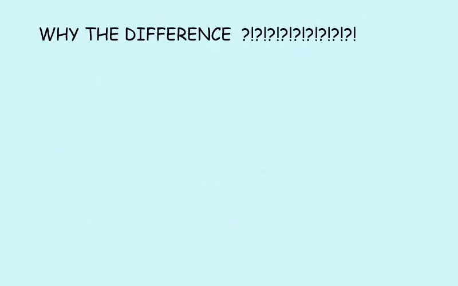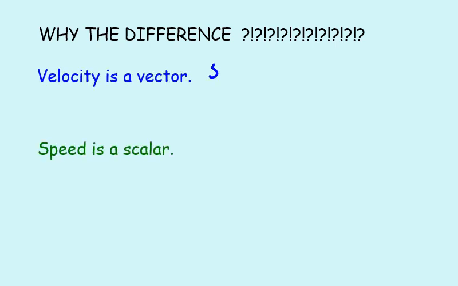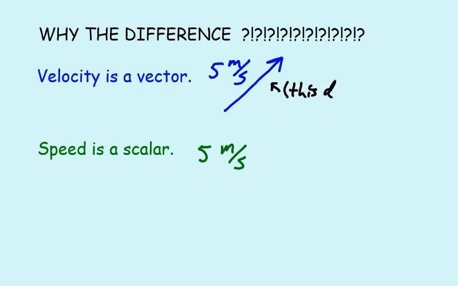So why do we care about the difference? What's the big deal? Well, velocity is a vector and speed is a scalar. And this is actually very important. If I have a velocity of 5 meters per second, I have a velocity of 5 meters per second in a specific direction. And that direction is found by doing the displacement. When I do my speed, it's only 5 meters per second, and I really don't care which direction I'm moving. So the root of the matter comes from figuring out where did you end up compared to where did you start.